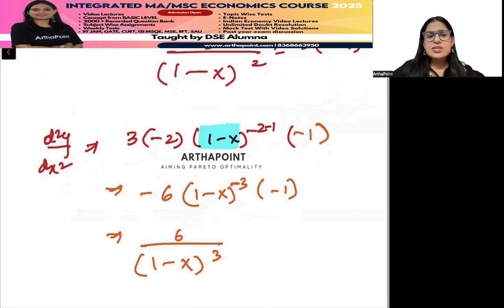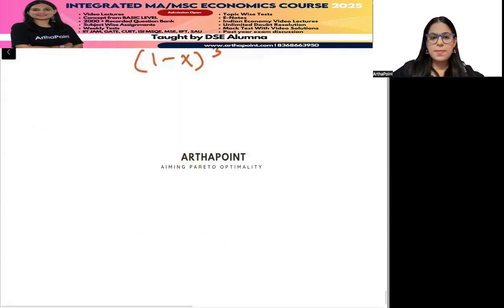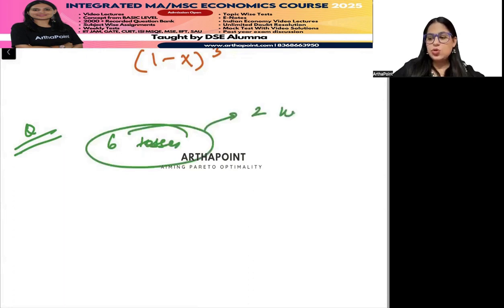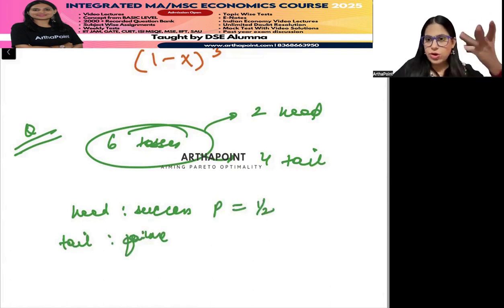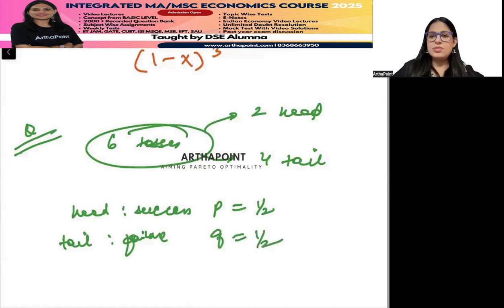Similarly, another thing that can be asked in the exam is something like this. You are tossing a coin 6 times, and you need 2 heads and 4 tails. You can consider that head is my success and tail is my failure. Probability of success will be half, because when you toss a coin, there is half probability of head and half of tail. Probability of failure will be half.